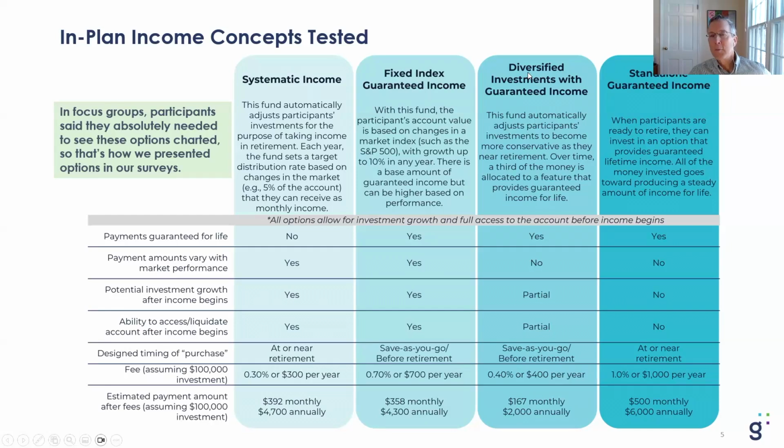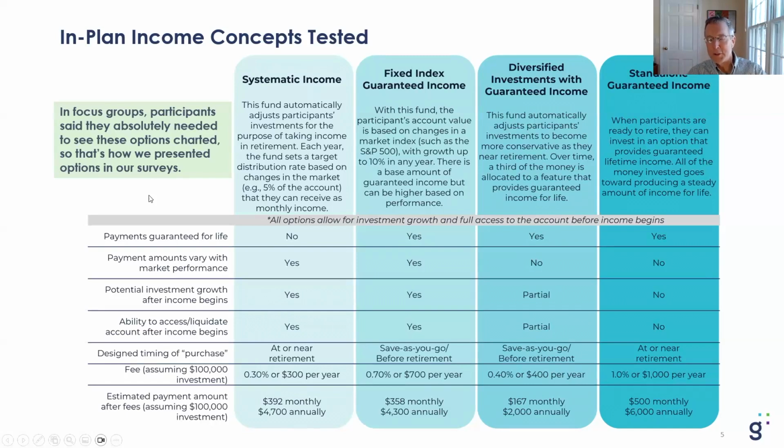Then we had one that we call diversified investments with guaranteed income. And we didn't define here exactly how the investments would work. And you'll see 2 slides from now what we did with that. But this was one that essentially had 2 components. One was a diversified portfolio, and the second was a component that provides guaranteed lifetime income. And then the final option was just your plain vanilla straight lifetime income type feature. And we provided representative pricing for all of them at the bottom as well.